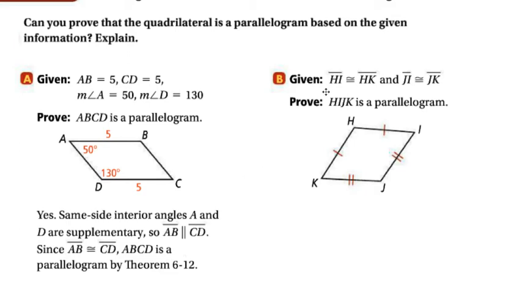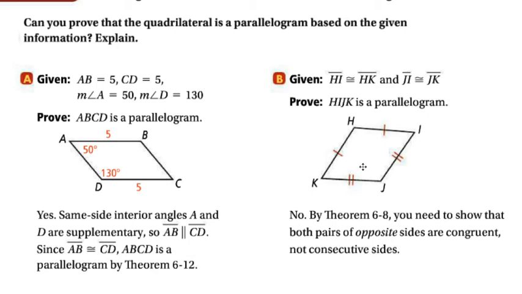How about on the right-hand side? HI is congruent to HK, and JI is congruent to JK. Do we have a parallelogram? Can we prove that that's a parallelogram? And this one is a no, because we need to have the opposite sides being congruent, not the consecutive sides.